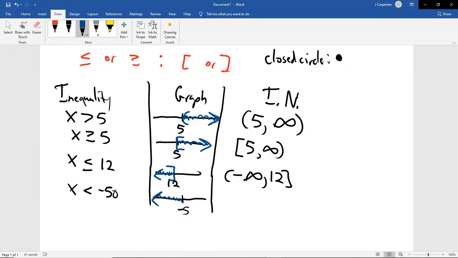Arrow saying it's going on forever. Because there's no equals, we do a parentheses or an open circle if you were doing this by hand, but again, my math lab's not going to allow that. For the interval notation, we're going left forever, so that's parentheses, negative infinity, comma. Again, parentheses, because that's always the case for infinities.